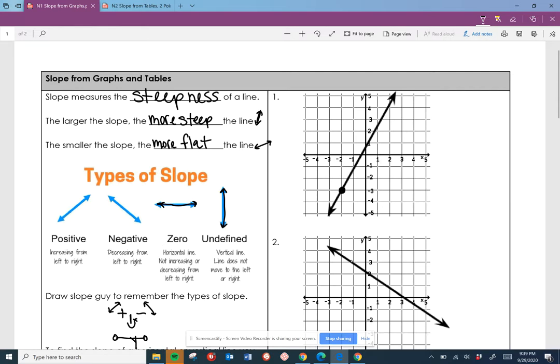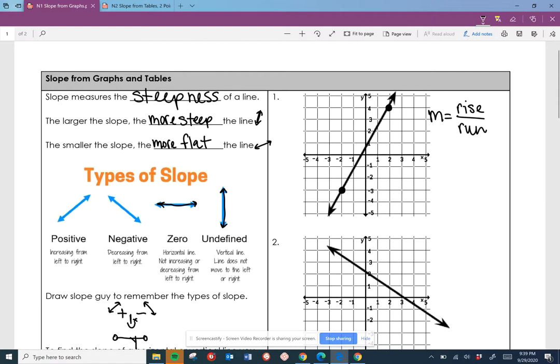So my slope, the letter that I'm always going to use for slope, the slope variable, is m. So remember, the m is going to be the rise over the run, okay? I'm always going to go right to left. I'm going to start at my right point, and if I have to go up, I'm going to go up, and that will be a positive slope. If I have to go down, I'm going to go down, and that will be a negative slope, okay?